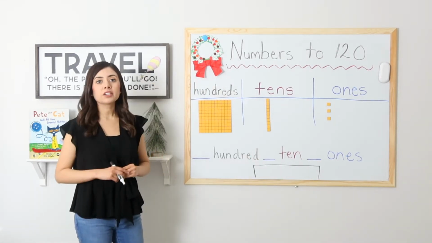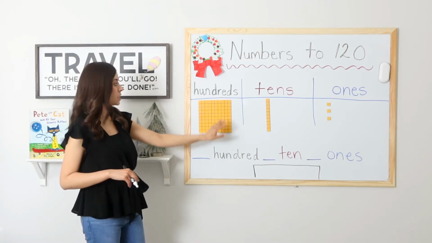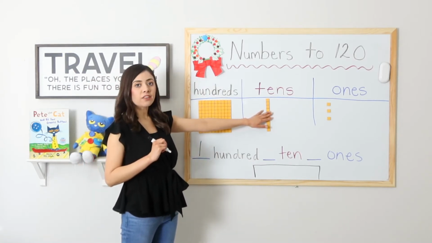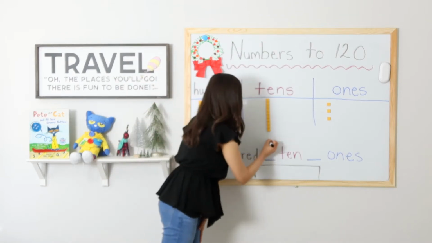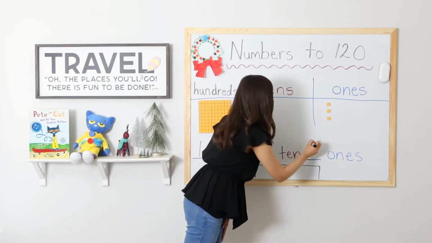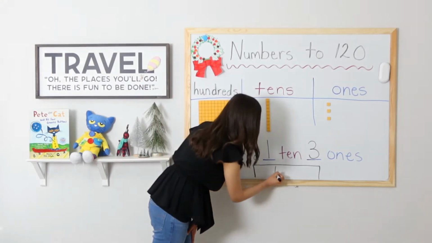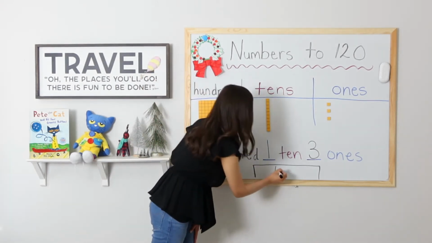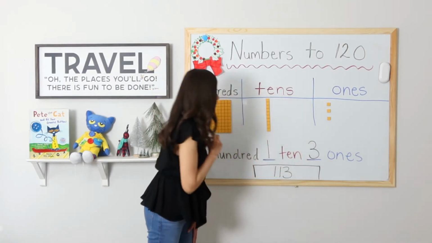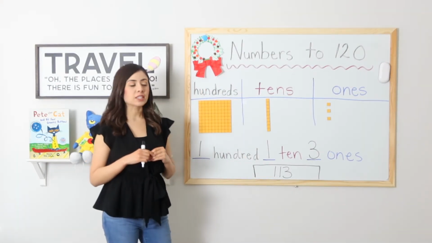Ready? So how many hundreds flats do I have here? 1. This is 100. So I will label 100. How many tens do I have? 1. And how many ones? 1, 2, 3. 3 ones. So I have 1 in the hundreds place, 1 in the tens place, and 3 in the ones place. That's 113. Let's go ahead and count to see if we are correct.